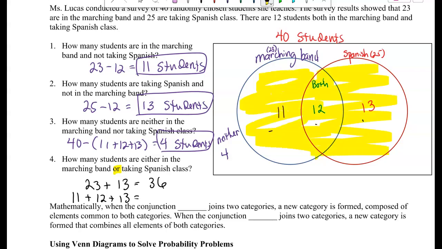That's everyone who is in marching band and what? Spanish. But I have to be careful not to double count. And that's where the 36 students come from. So you kind of have to think, what part of the Venn diagram does it represent?